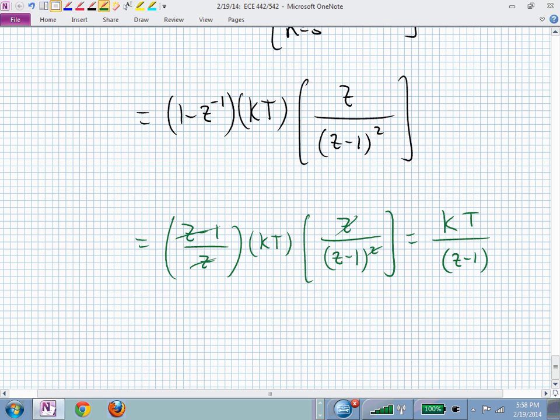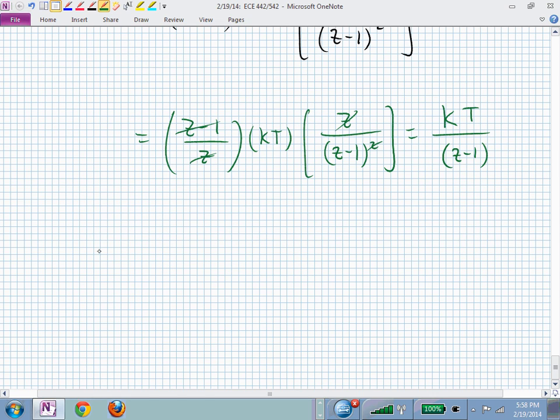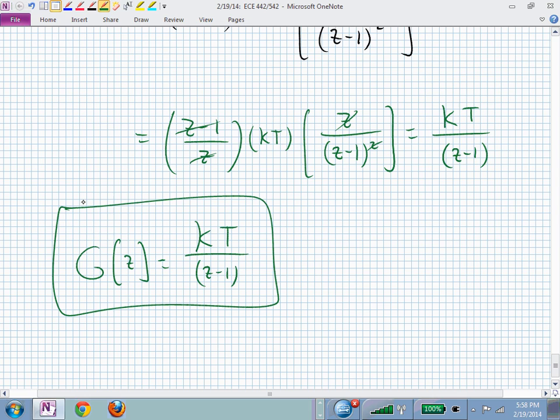and that's now the zero order hold of a pure integrator. Or zero order hold equivalent of a pure integrator. So I get a little bit sloppy with the terminology, but that's the zero order hold equivalent of a pure integrator.